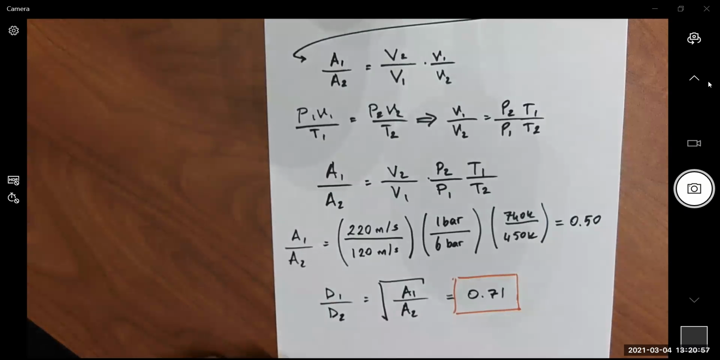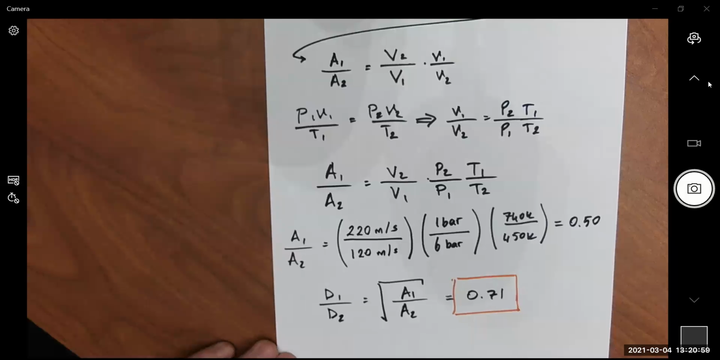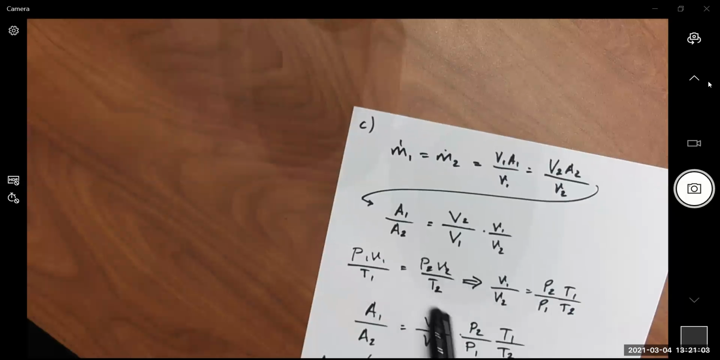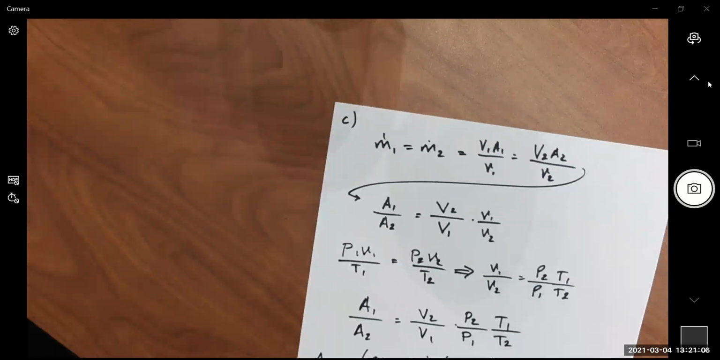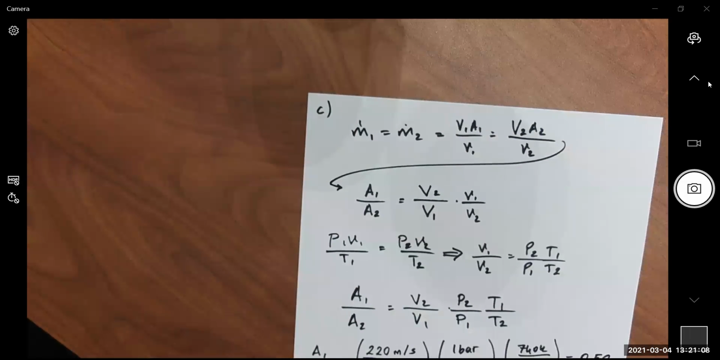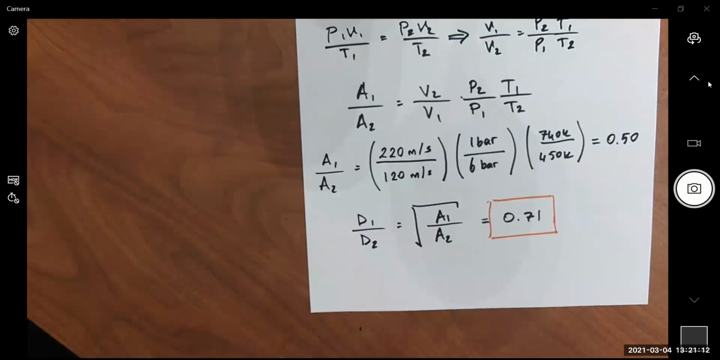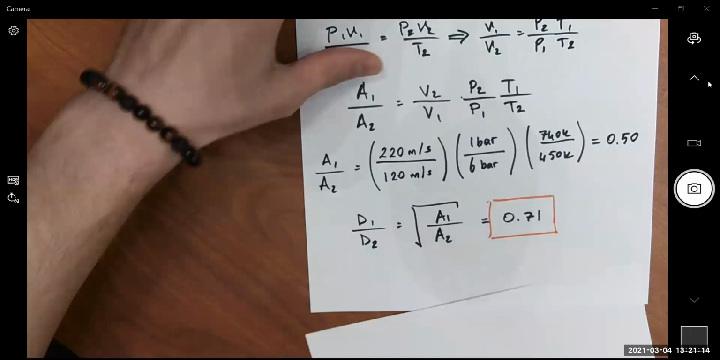Okay, any questions? We just did a little trick here, using the ideal gas law and how to find our mass flow rate and combining them all. Okay. Let's get another example.